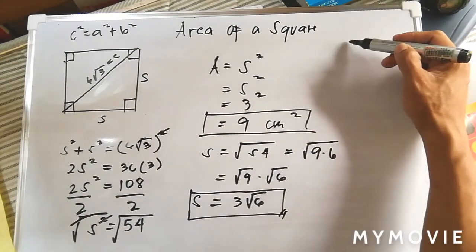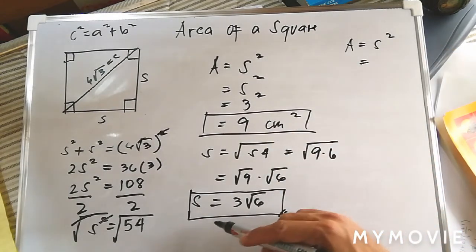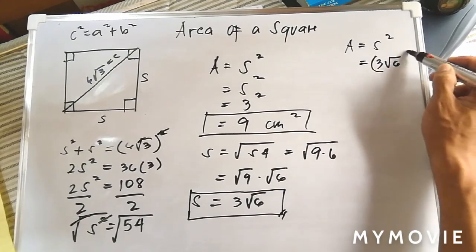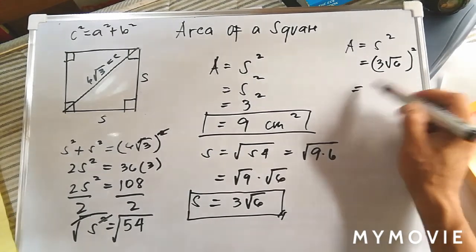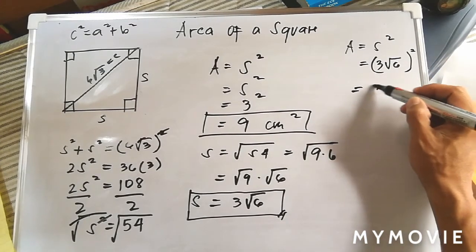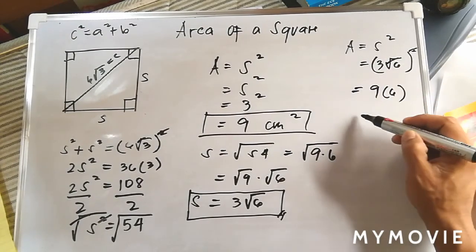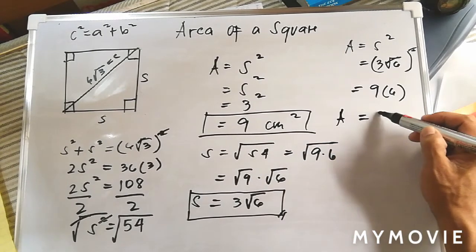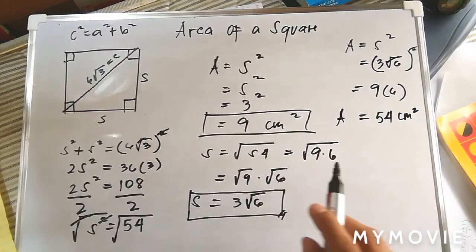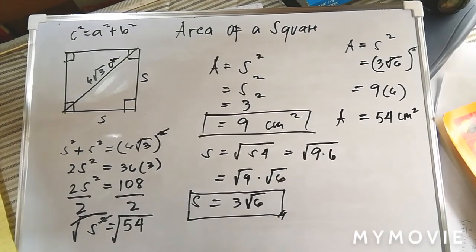The area of the square is equal to s squared. So we just substitute the value of the side, which is 3 square root of 6, and then square it. 3 times 3 is 9, and the square root of 6 squared cancels to 6. So our area is equal to 54 centimeters squared. Don't forget the units. That is our area of the square.